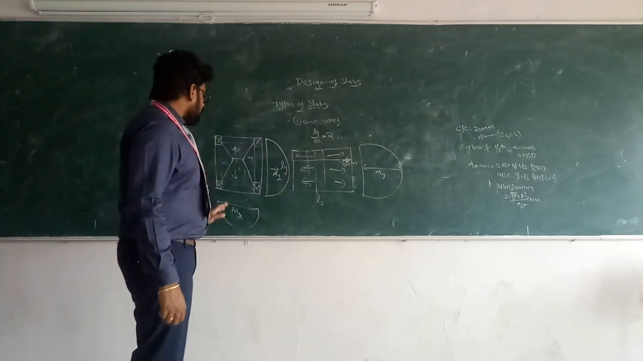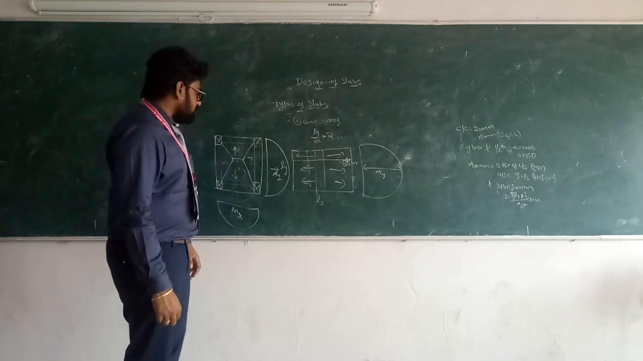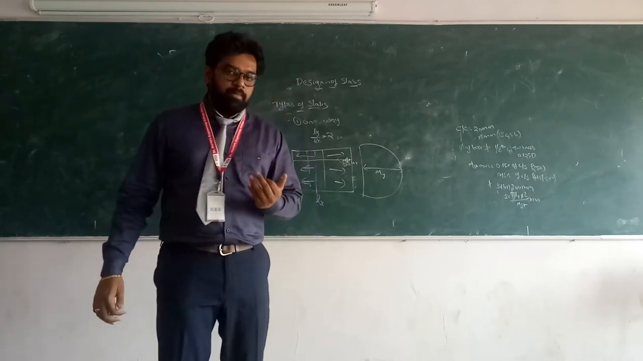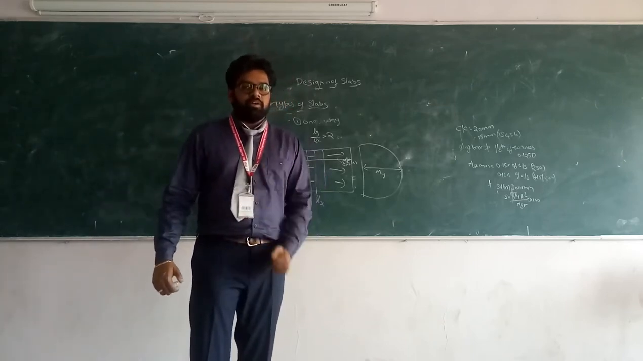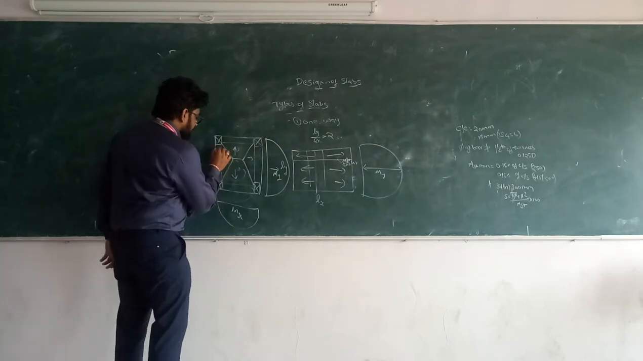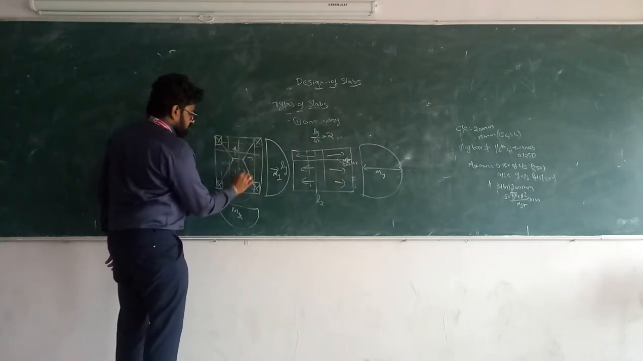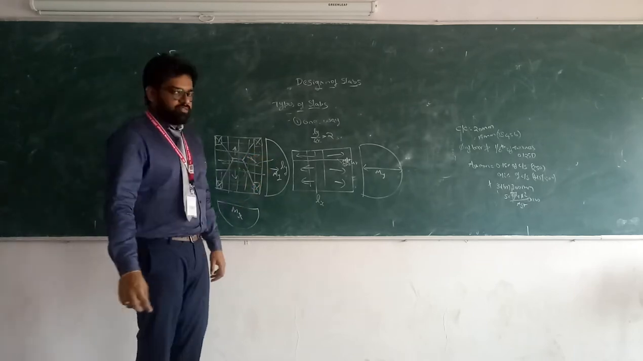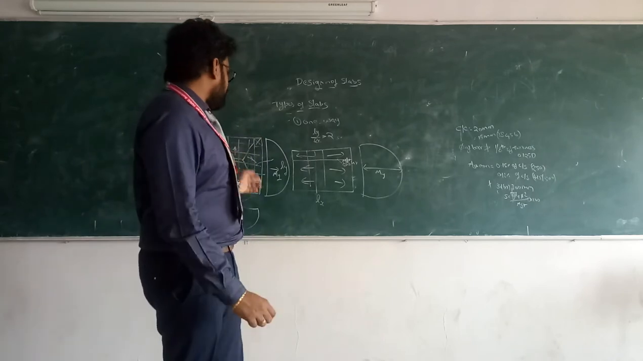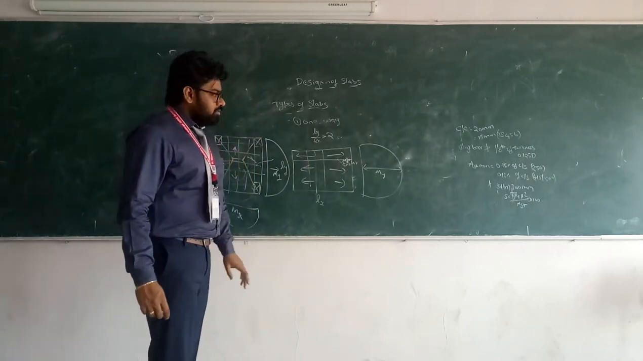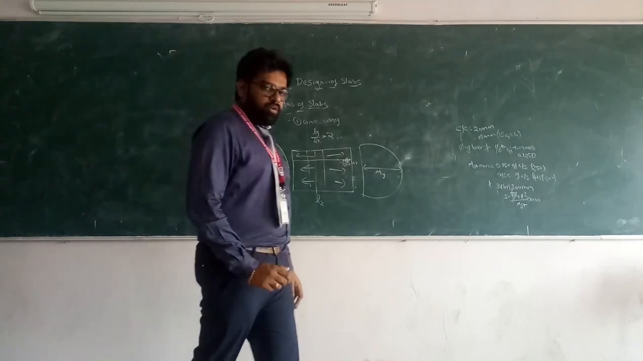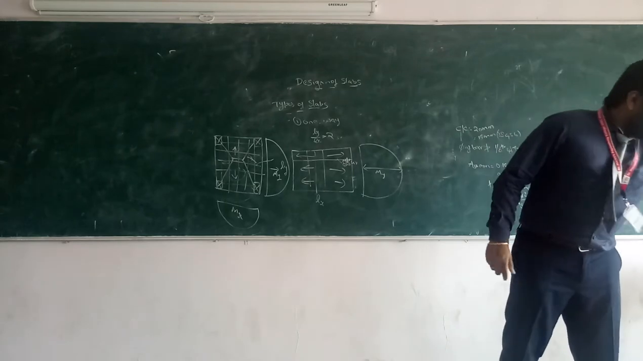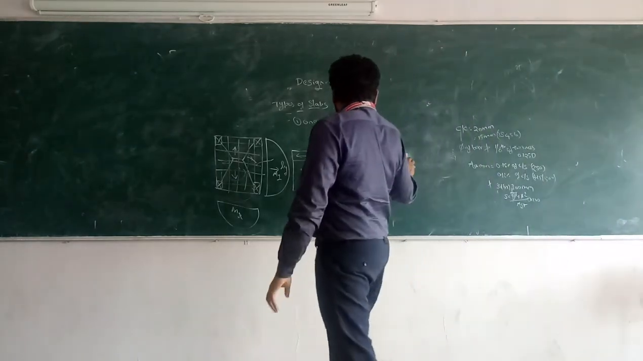In two-way slabs, both the reinforcements will be main reinforcement. We will find out the bending in the x direction and the bending in the y direction, so there will be a bending moment in both directions. We have to provide reinforcement in both directions, and we call both of them main reinforcement. So this is the load mechanism of one-way and two-way slabs. Next we will go to the design of slabs.